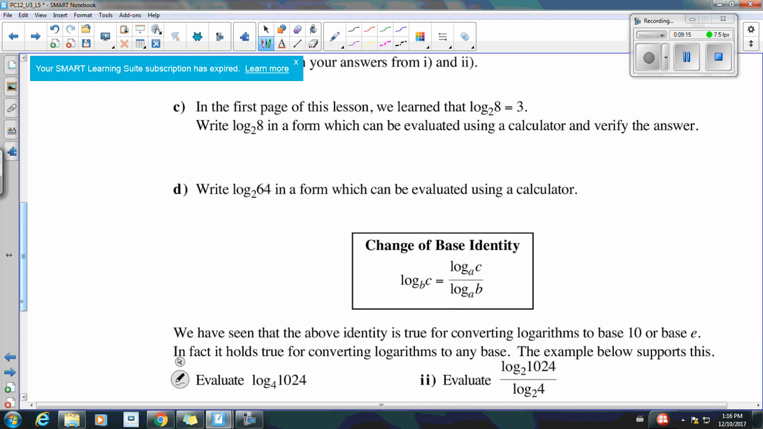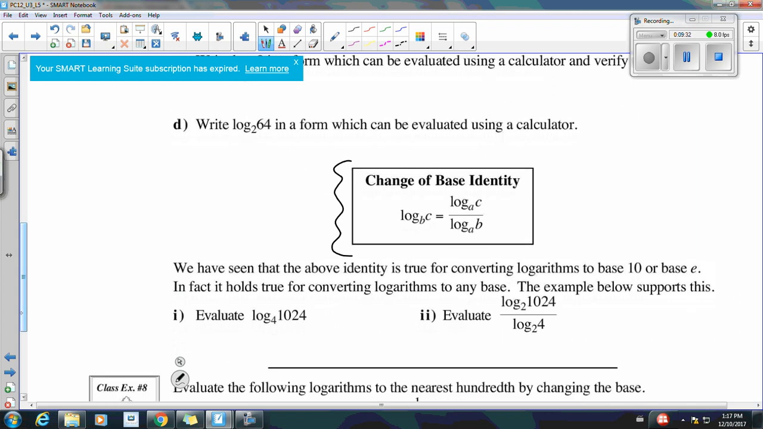We have something called the change of base identity, and this is on your formula sheet. It was much more important when we had the old style calculators that couldn't change the base of a logarithm from 10. But now you can. But it's still important to know that we can change the base of any logarithm using this identity.